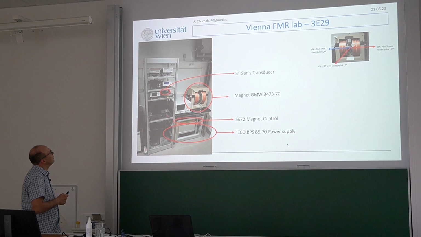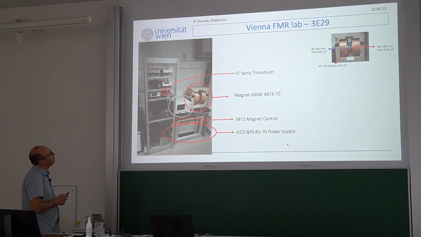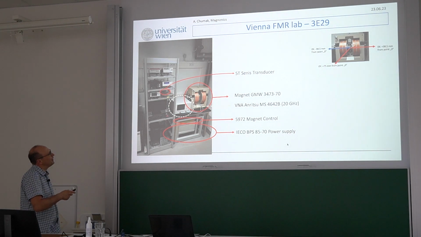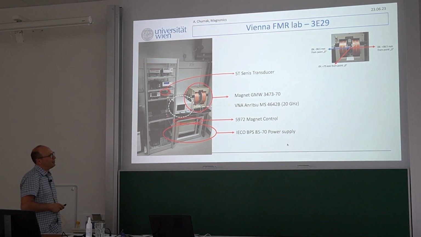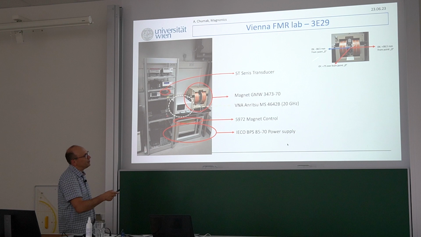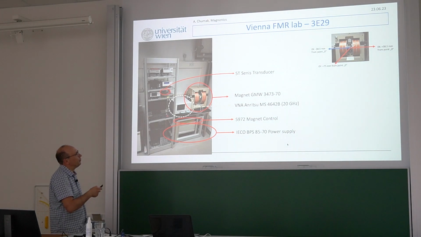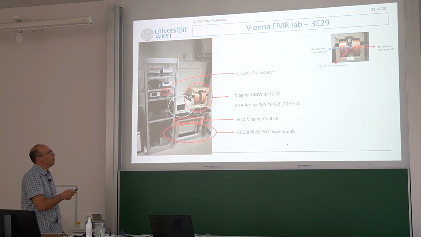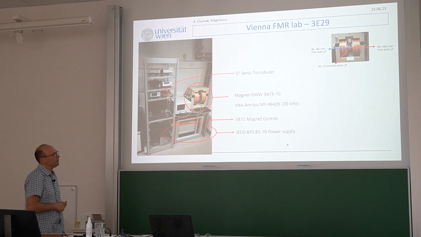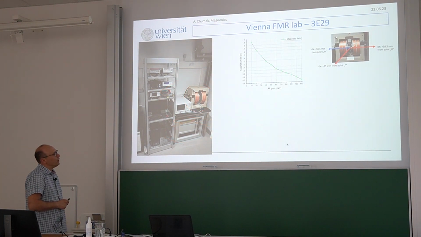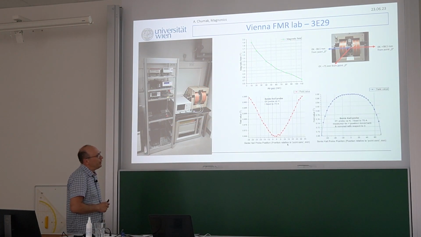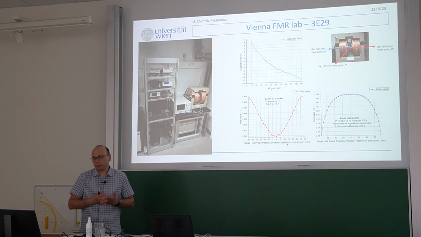We have other components, and very important here is a vector network analyzer. This is a device which sends a signal to your microstrip line, to your sample, and performs the measurement. But before we go to the VNA, let me say a few words about magnets.